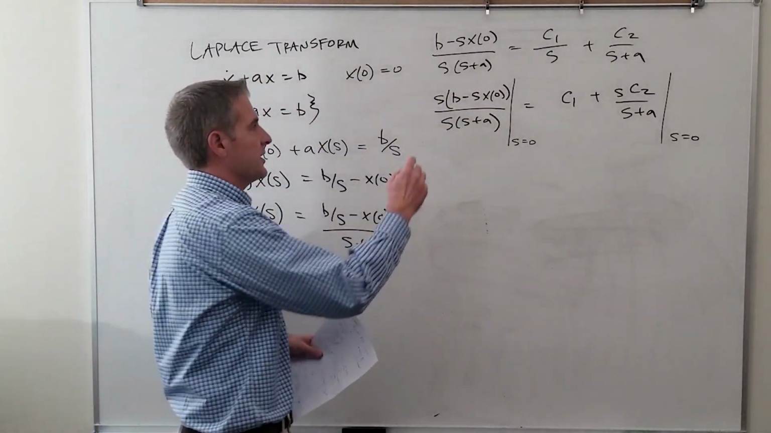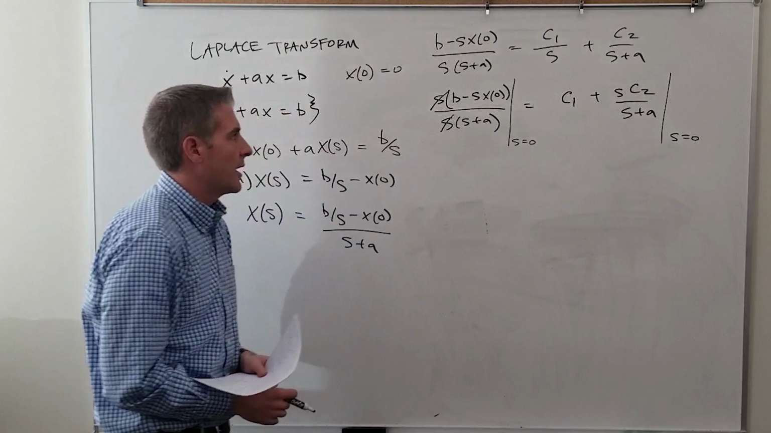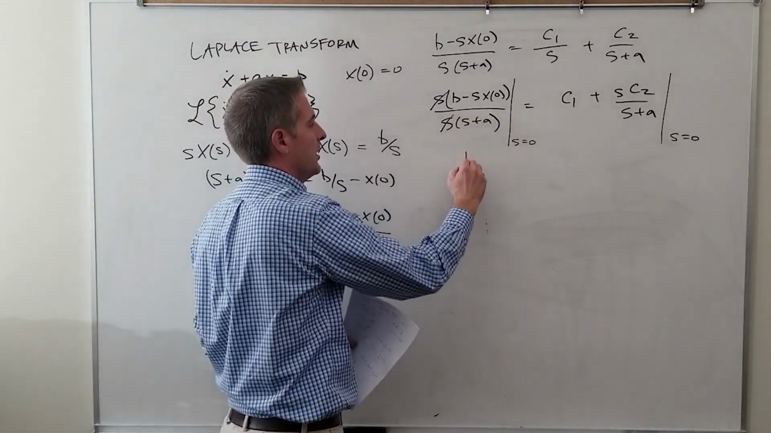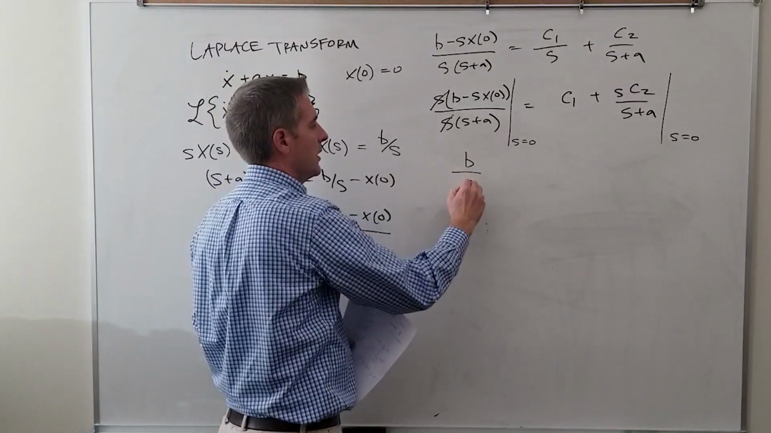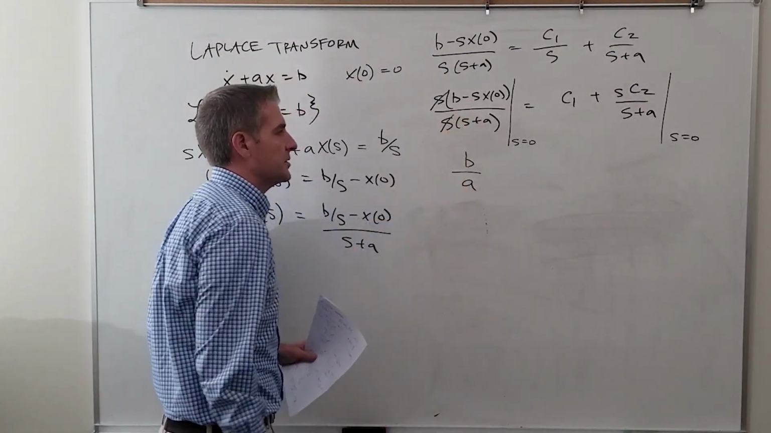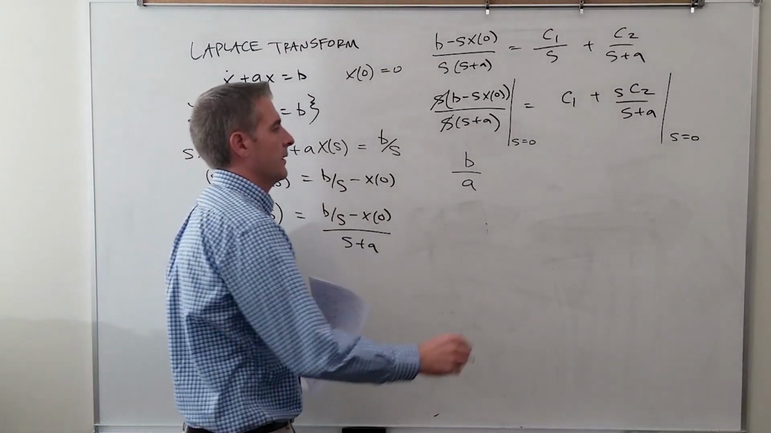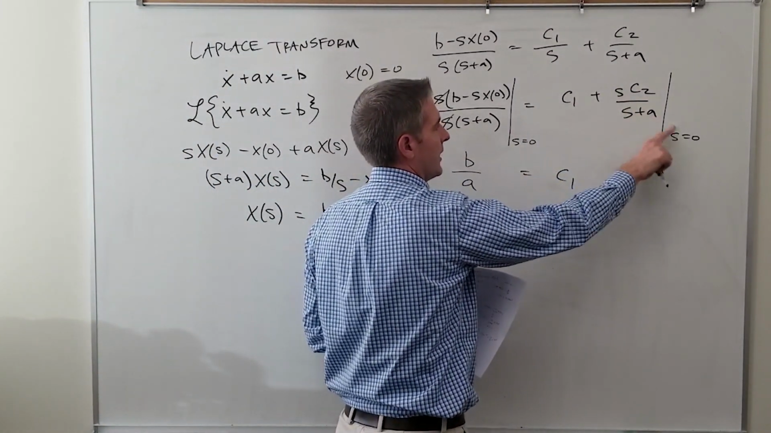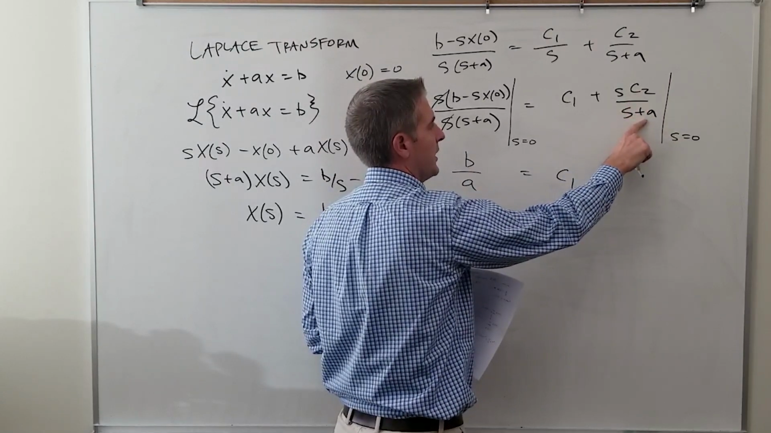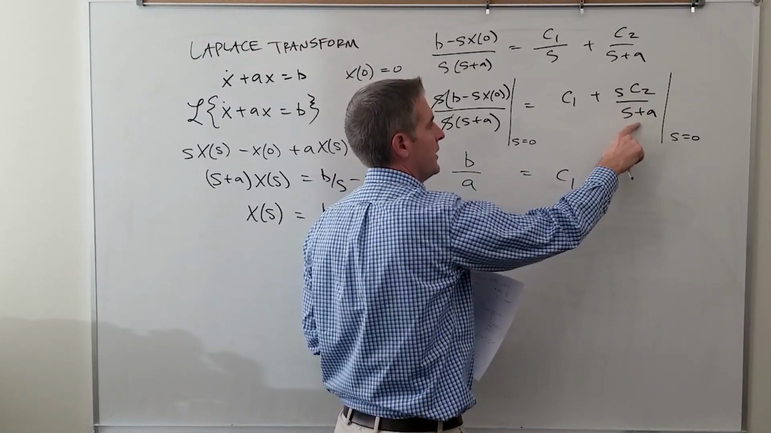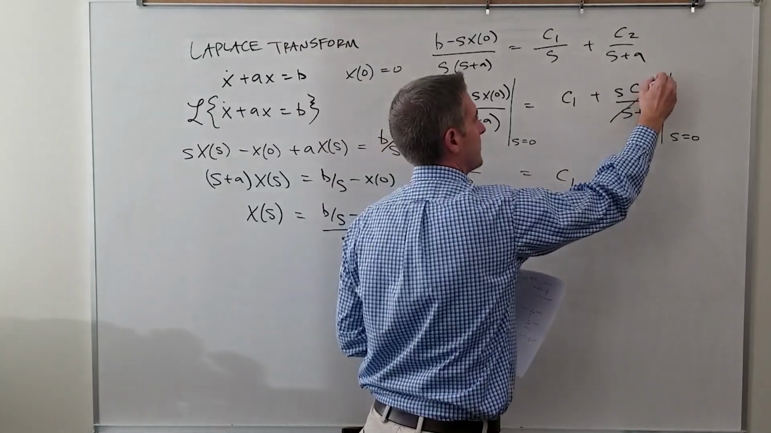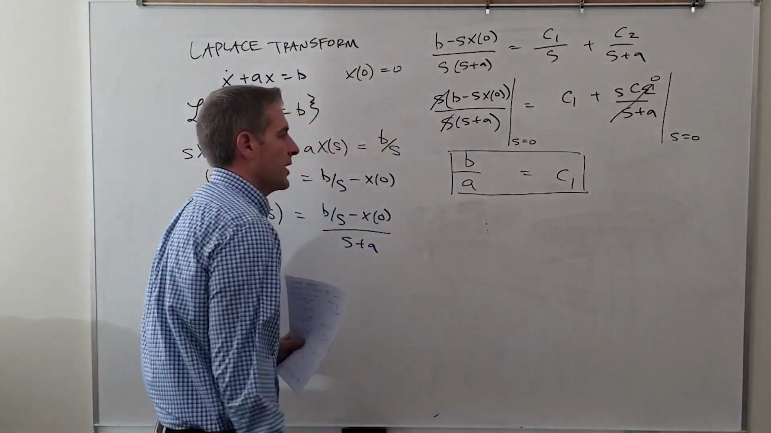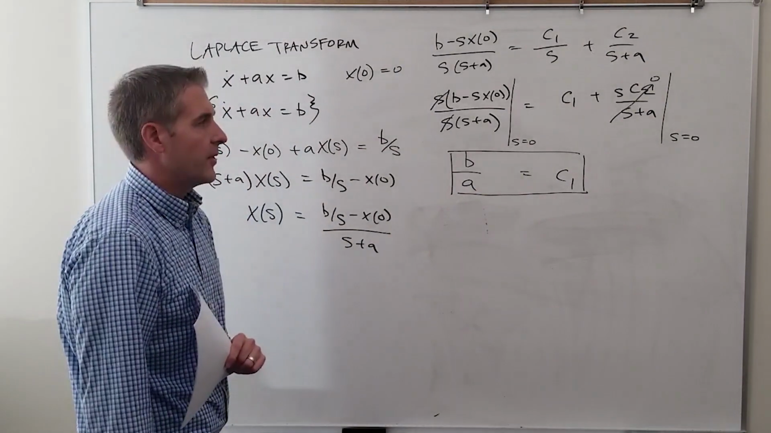Well, the way we do that, of course, is that we can cross off these two s's. They're going to cancel each other out, and then replace all the s's with 0. So this will become b over a, once these two s's become 0. And over here, 0 from this term times c2 over s plus a, or 0 plus a, which is over a, is going to also be equal to 0. Which means then we're left that c1 is equal to b over a. Let's do now the same sort of thing with c2.